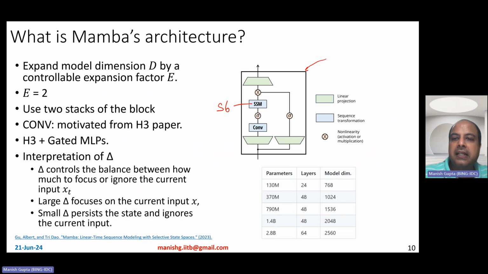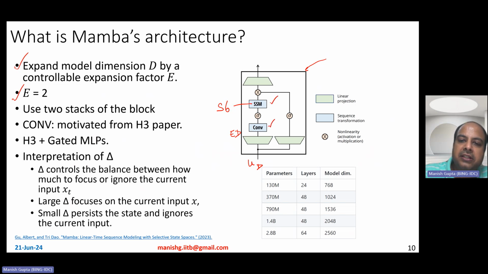Okay. So this architecture starts with the input U here, which is let's say D-dimensional in nature. It uses a dense layer to convert it to E dimensions. So it has this expansion layer to expand D to E, and the expansion factor is E. Typically they keep E equal to 2, which means you expand your input size to 2D, of course involving learnable parameters. And then you use a convolution layer and an SSM.